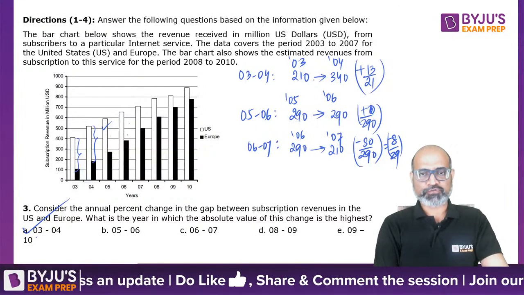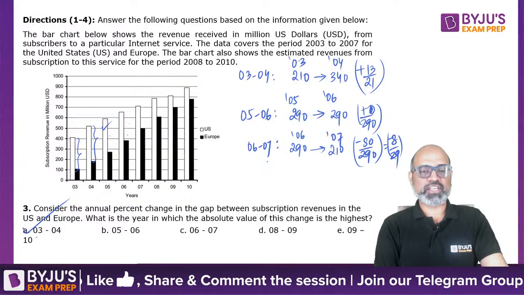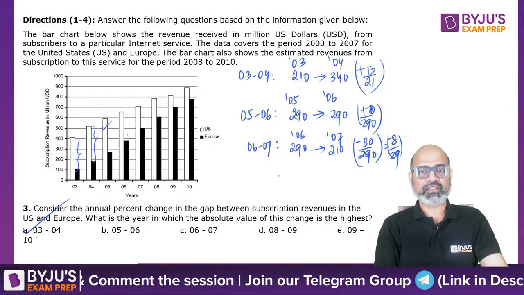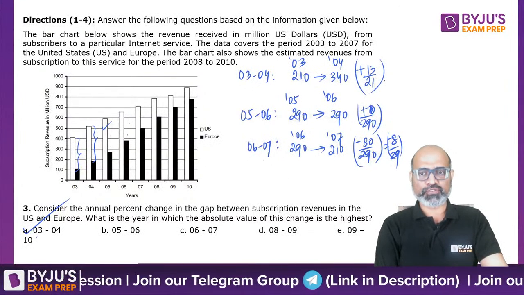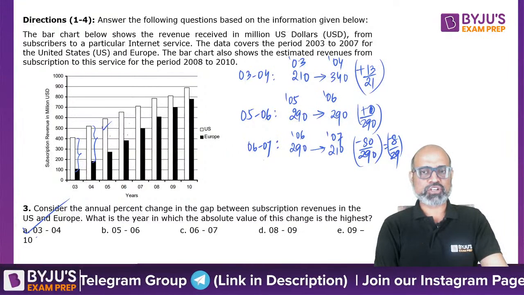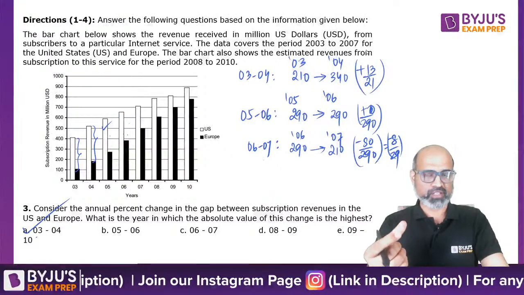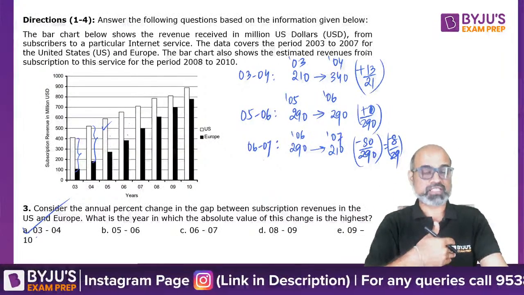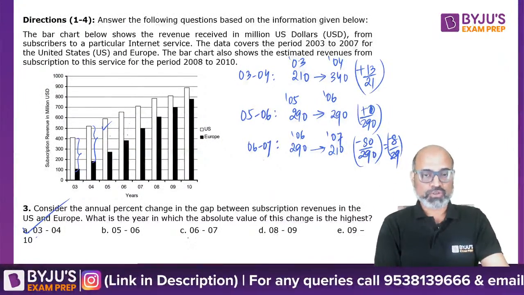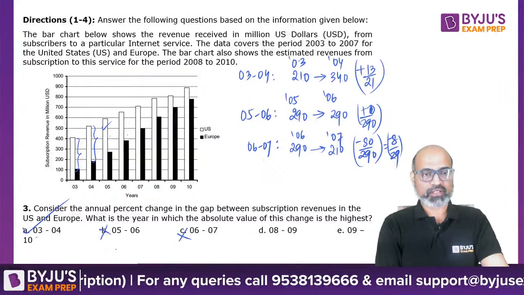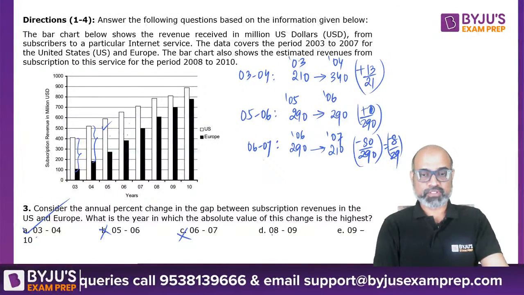Okay. Which one is higher among 2003-4 and 2006-7? It's 2003-4, right? Because the numerator and denominator are relatively closer in 3 and 4 as compared to 6 and 7. So 6 and 7 will not be the answer. So far A is the answer.